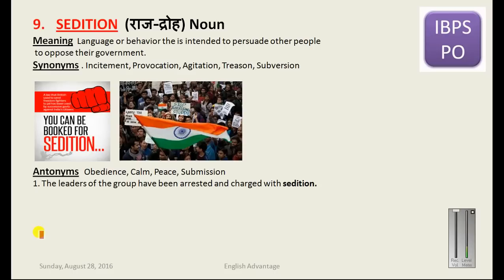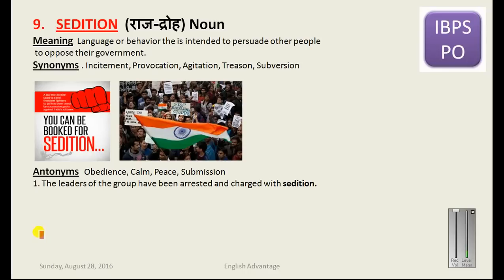Sedition means a kind of provocation that is against the country, or that incites the people to do something against the country. Okay. Now let us look at the meaning of this word sedition. Language or behavior that is intended to persuade other people to oppose their government. A very good example is the JNU incident, where some students shouted slogans against the country. So that was a case of sedition. The synonyms for this word are incitement, provocation, agitation, treason, and subversion.